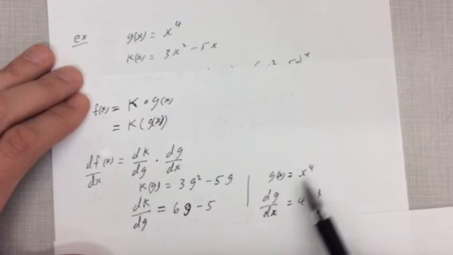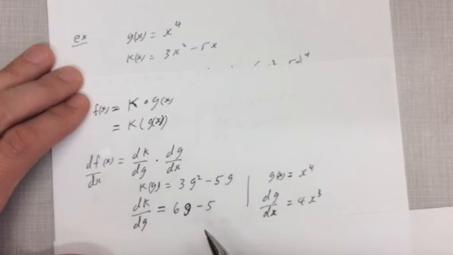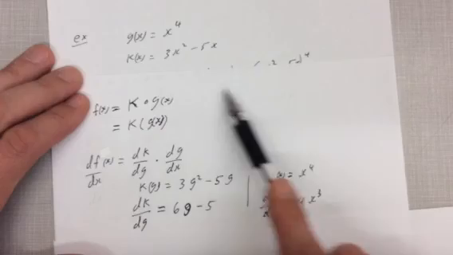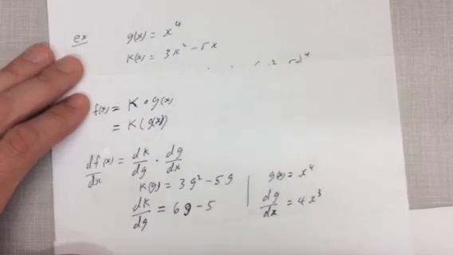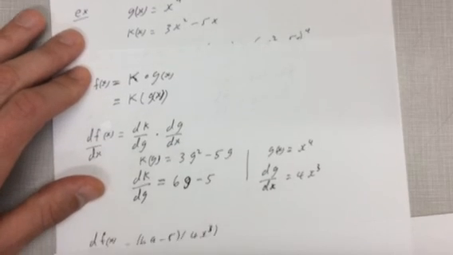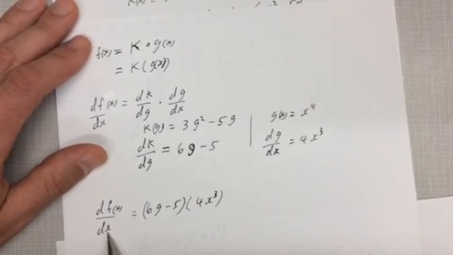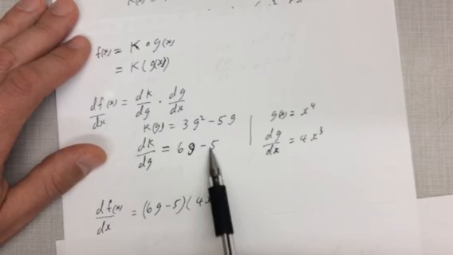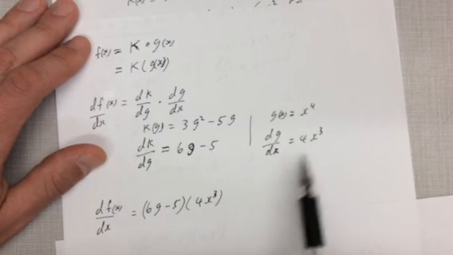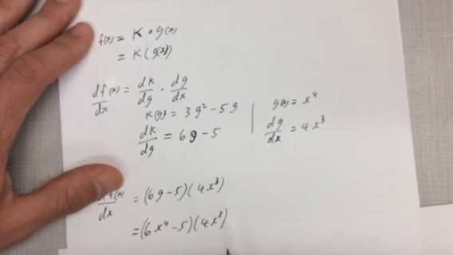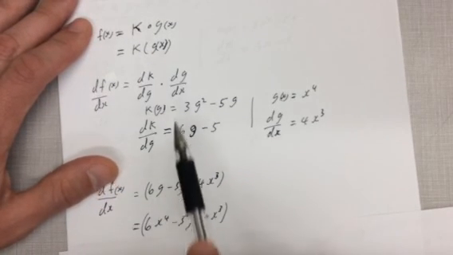And then for g of x, we get this. It's not as easy to see what this function looks like. We would have to actually plug it in, k of g of x. What does that look like? Well, we'd have to plug it in and see what happens. So, df by dx is (6g minus 5) times 4x cubed. Plug the g in. g is x to the fourth.